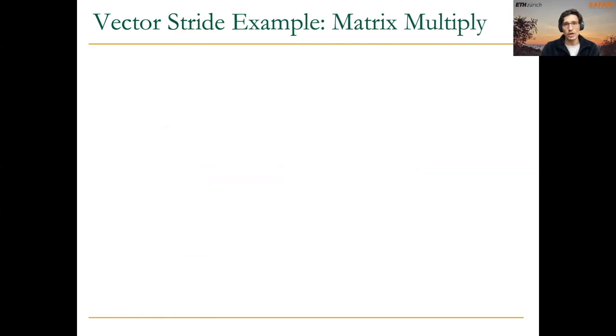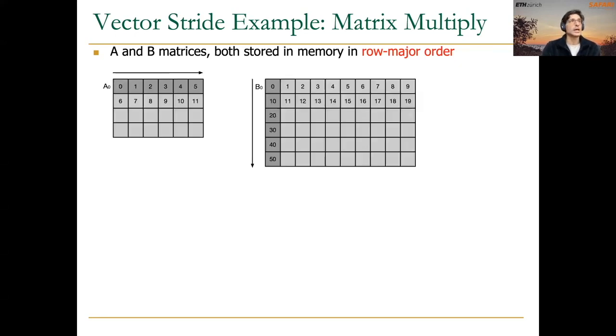And in order to better understand the definition of a stride, let's take a look at a matrix multiplication example. As you know, matrices are 2-dimensional data structures, but they are stored in memory in a row major order.